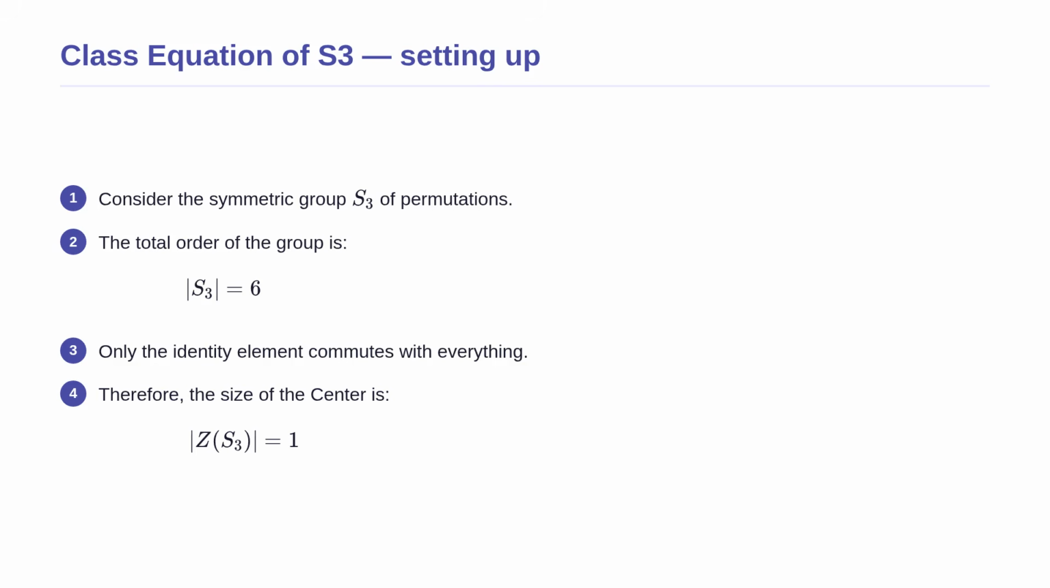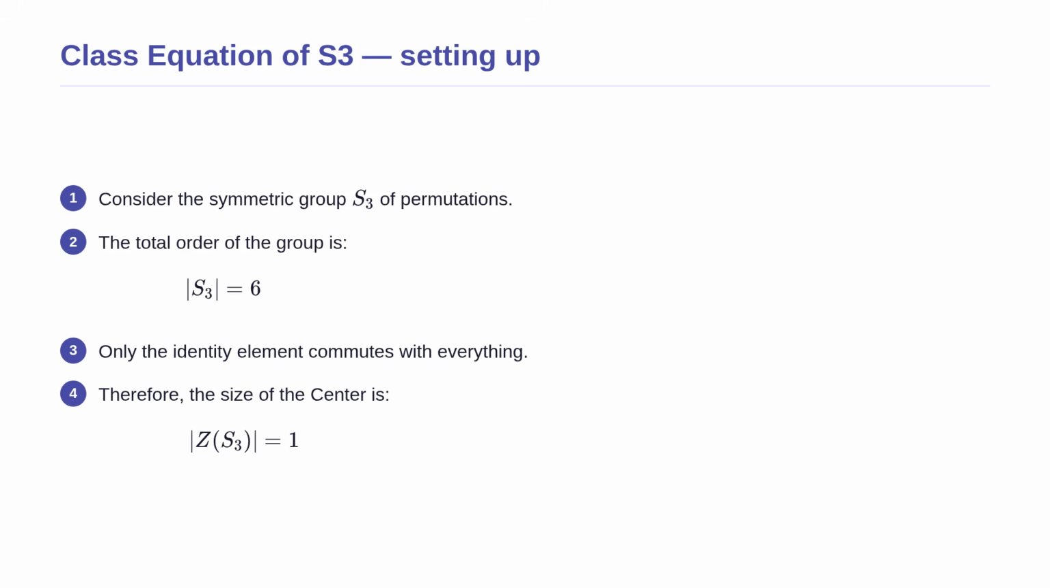Now that we have our formula and visual intuition, let us apply it to a concrete example, the symmetric group S3. This group consists of all possible rearrangements of 3 items. First, we note the total order of the group is 6. Next, we find the center.